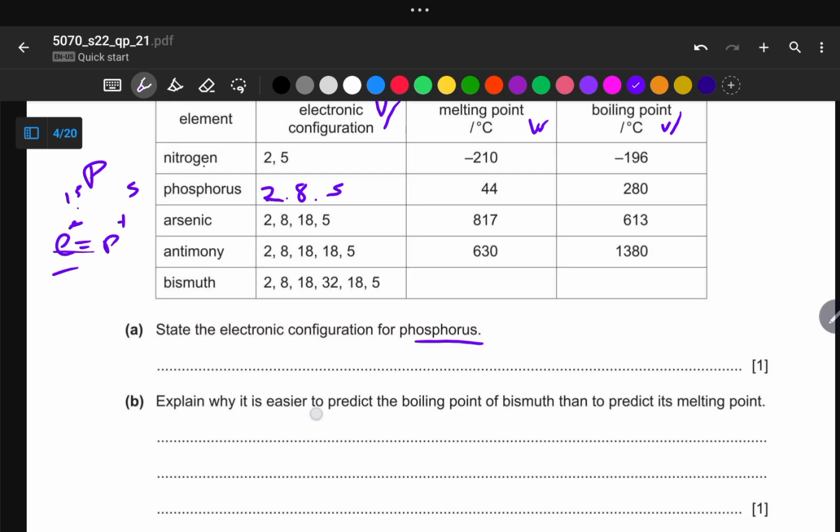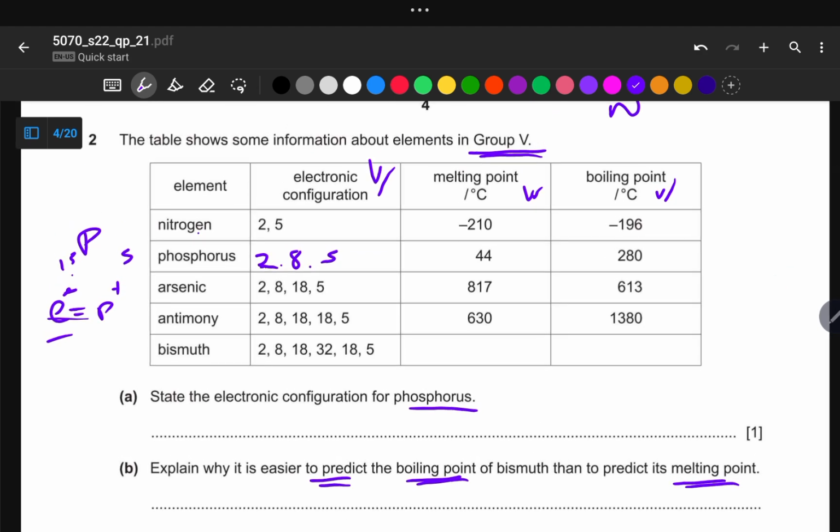The next question says, explain why it is easier to predict the boiling point of bismuth than to predict its melting point. So we need to have an understanding of this trend. From nitrogen to phosphorus, we have an increase, and then we have a steep increase in the melting point, and then here we have a decrease again. So you need to understand that we do not have a defined trend in melting point. This trend is not defined.